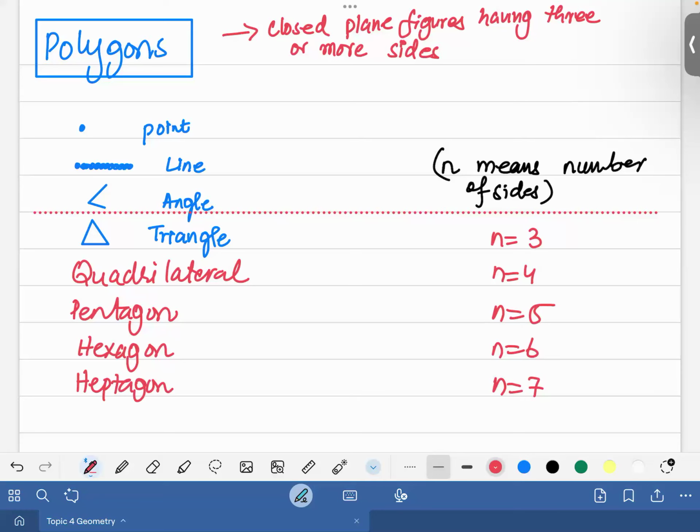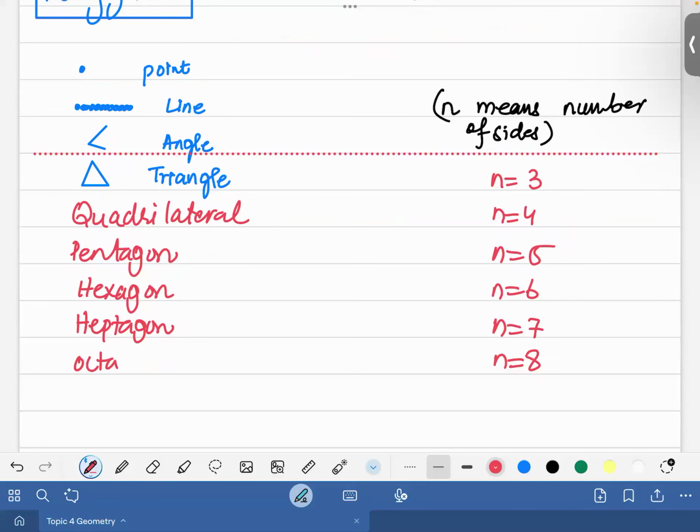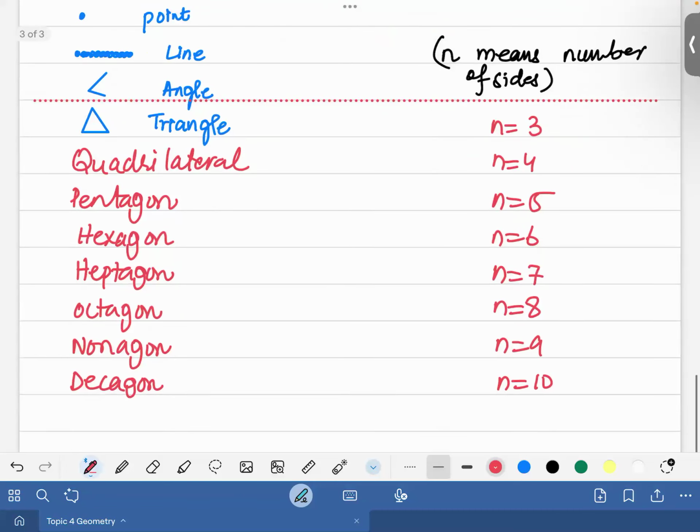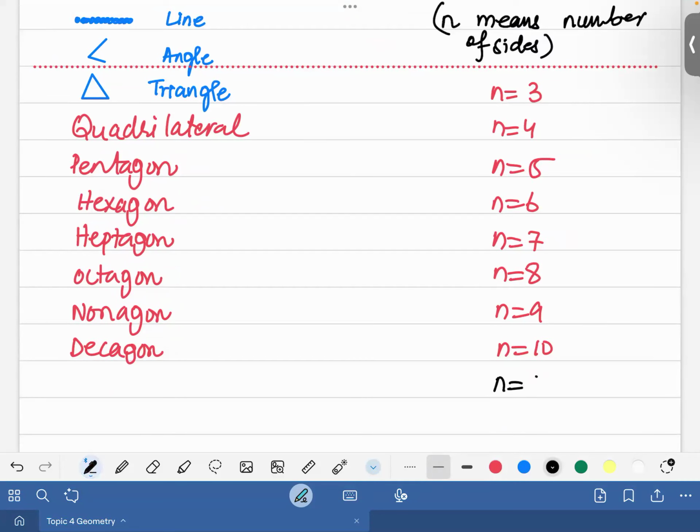Hepta means 7 in math. When n is equal to 8, it is an octagon. When n is equal to 9, it is a nonagon. And when n is equal to 10, it is a decagon. It's 10-sided. When n is equal to 11, we do not have names included in the syllabus, so the name would be 11-sided polygon. And when n is equal to, let's say, 20, you will write 20-sided polygon.